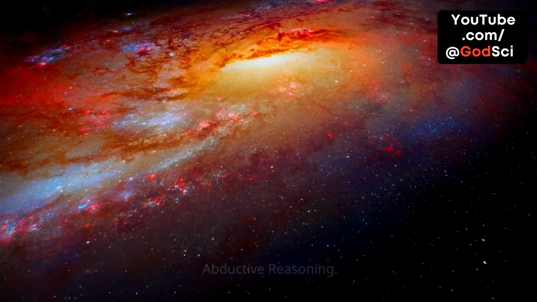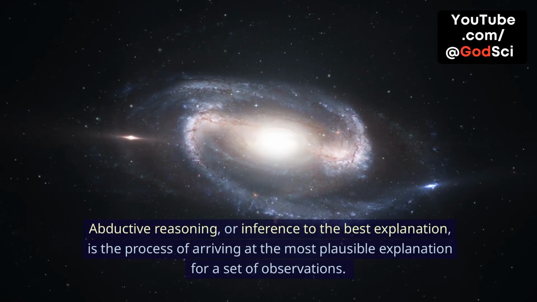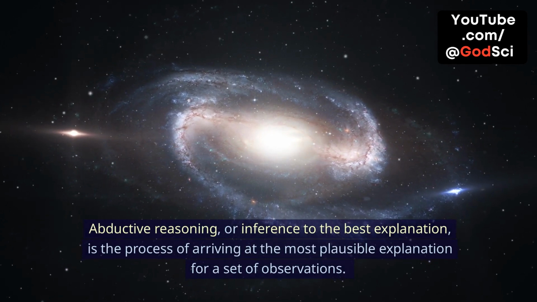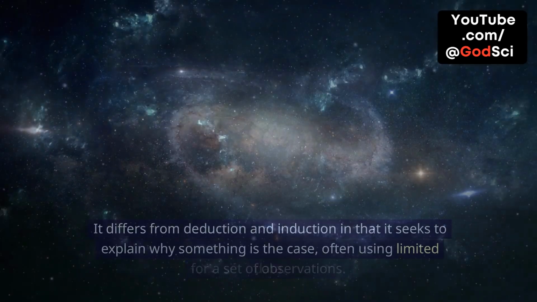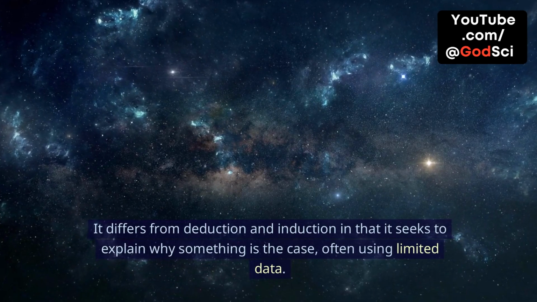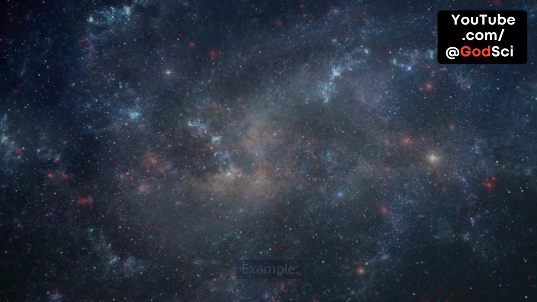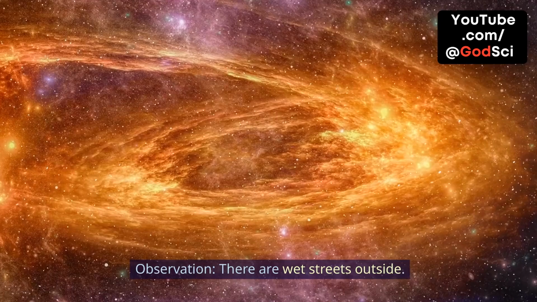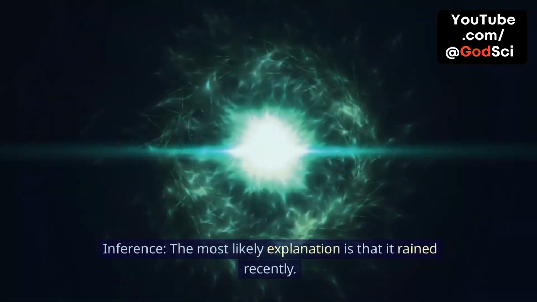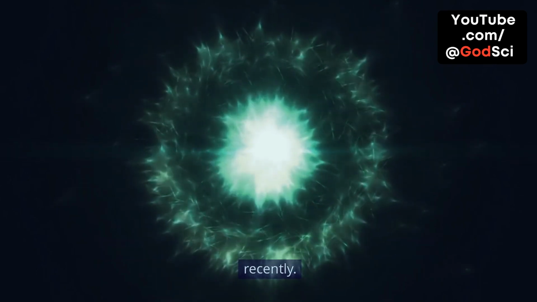Abductive reasoning. Abductive reasoning, or inference to the best explanation, is the process of arriving at the most plausible explanation for a set of observations. It differs from deduction and induction in that it seeks to explain why something is the case, often using limited data. Example. Observation. There are wet streets outside. Inference. The most likely explanation is that it rained recently.